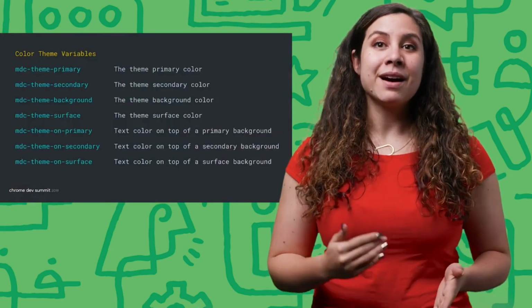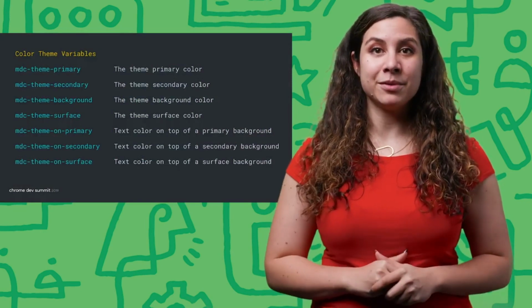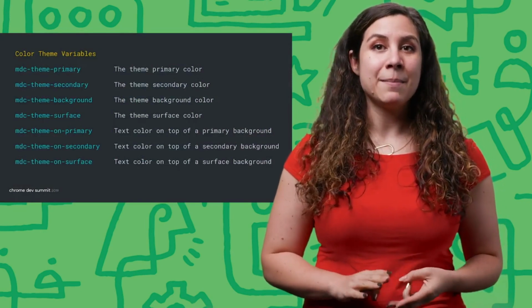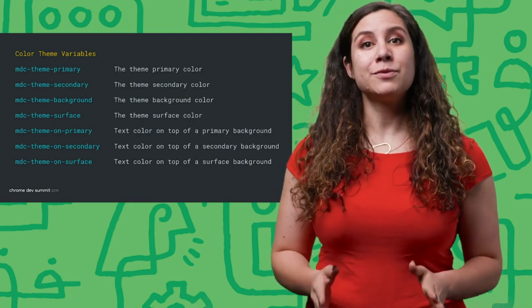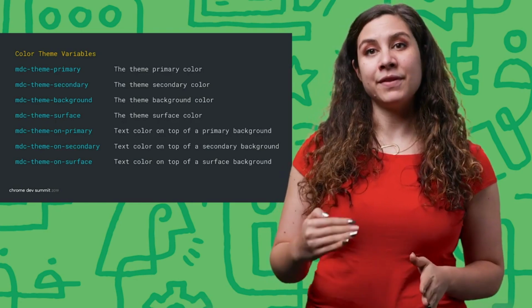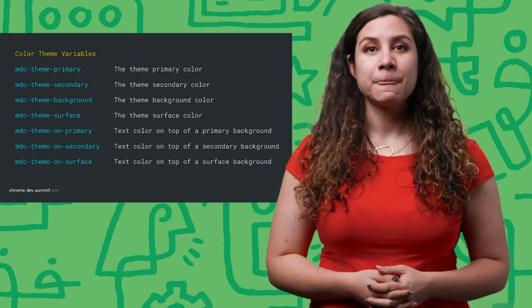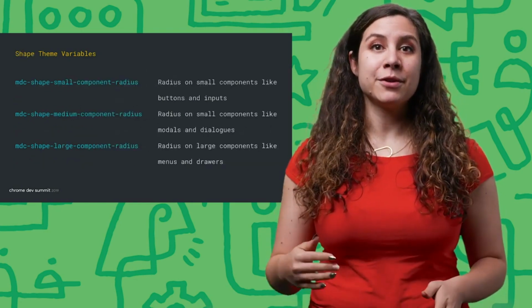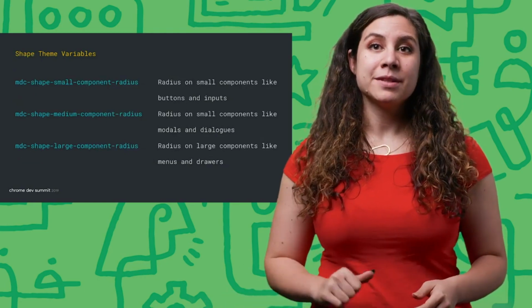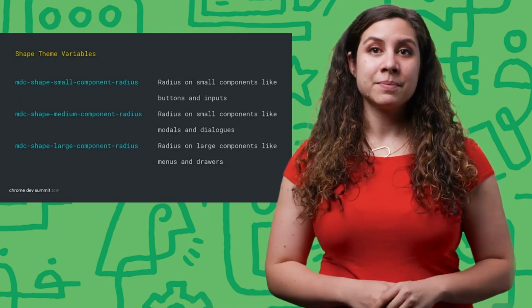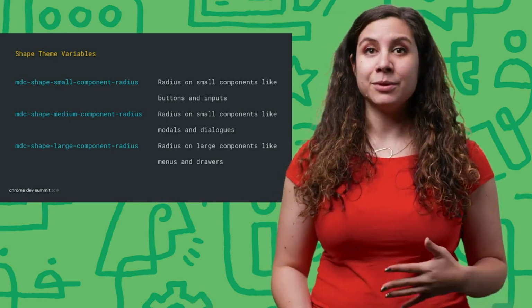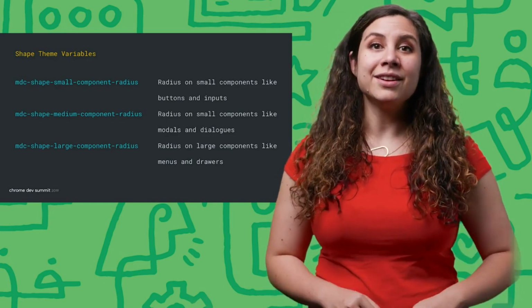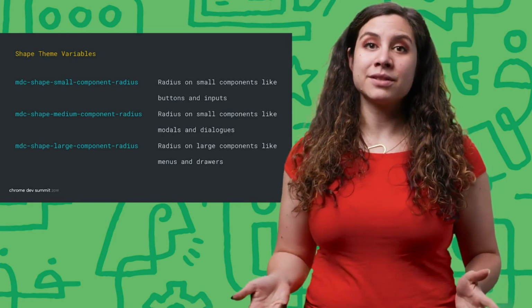For example, color can be adjusted via a series of variables such as primary, secondary, background, and surface colors. These come paired with on colors, which represent the text color on top of a variable background. Shape customization can be made for three component size classes: small, medium, and large components. Small components include buttons and input, medium components include modals and dialogues, and large components include menus and drawers.